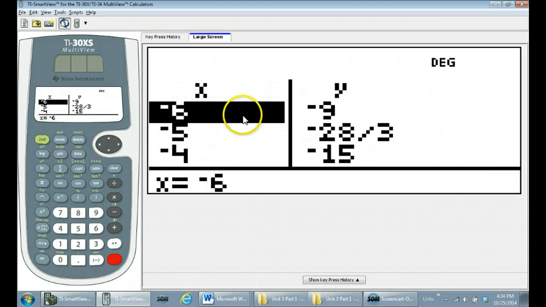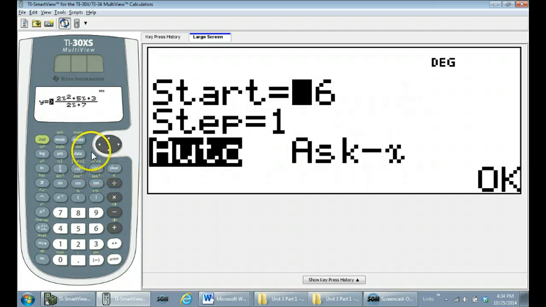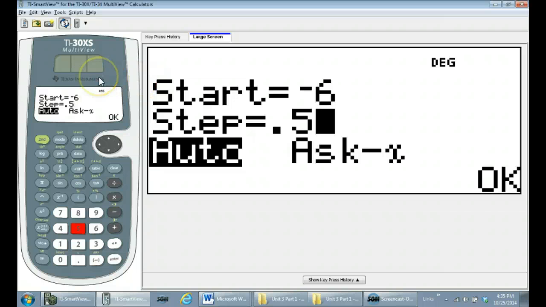You know what would be fun to do? Hit the table button again. Go back. Starting at negative 6. See here where it says step value 1? Let's let the step value be 0.5. By doing that, it'll give us the whole numbers and the decimals, so we can have more points to choose from.